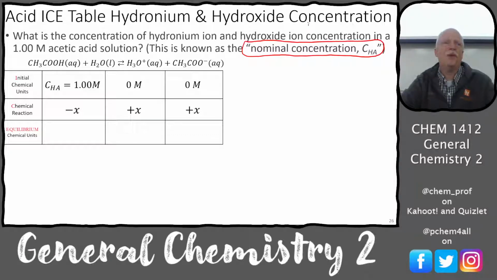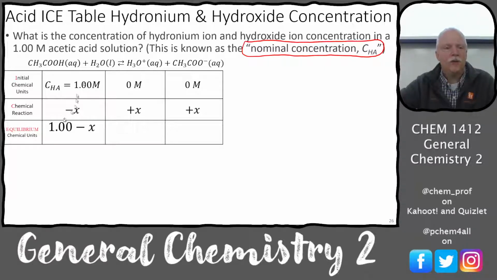What does the word nominal mean? Just think of a name, right? This is what's on the outside of the bottle. You can look at the outside of the bottle and it'll be 1 molar acetic acid. So that's CHA, just the concentration of acetic acid. It's not at equilibrium, but that's what you've written on the bottle. Okay, that's how you made it up.